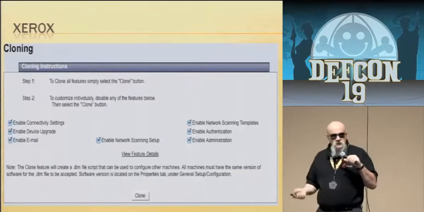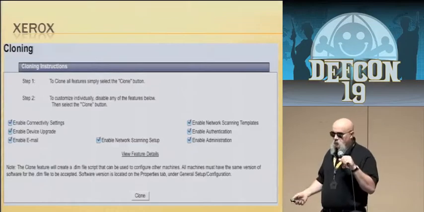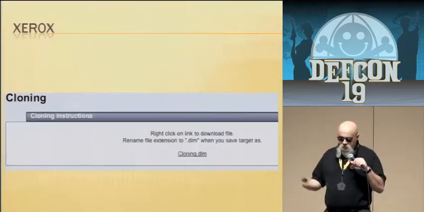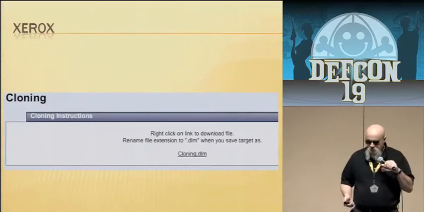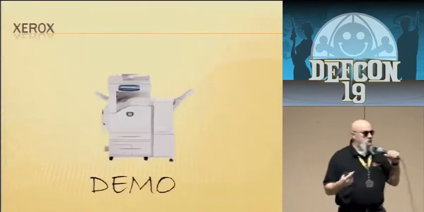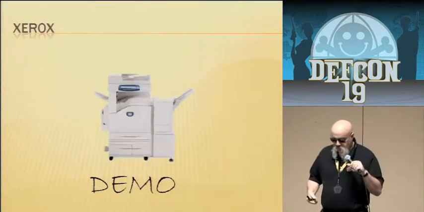cloning, and we have all these settings that you can select to extract the cloning data. You click on that and you get a cloning.dlm file. And you right click on this and you can save this. So what is a DLM file? So let's go ahead and show you.